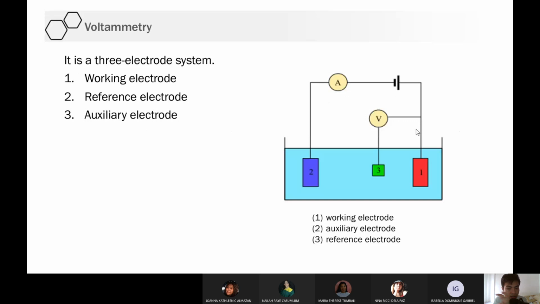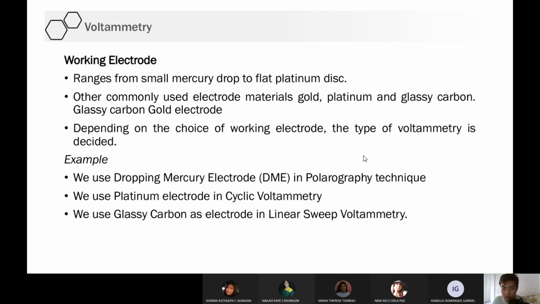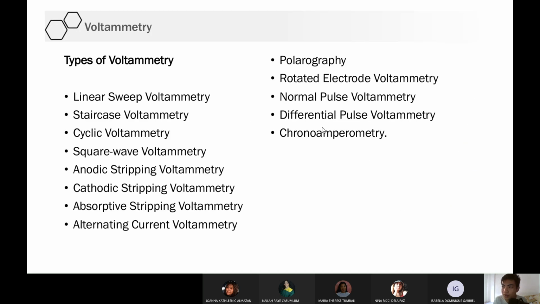Okay. So tatlo silang nakatusok sa solution. No? So you have the working, it could be a platinum disc, pwede siyang dropping mercury. You have the second, the reference electrode. Typically, this is the calomel electrode. Okay. And for the auxiliary electrode, this is the platinum electrode na. So siya lang yung nagtutulong to change the voltage or the amperage of the solution. Okay. So ganun lang. Huwag niyo kabisaduhin yun ha.